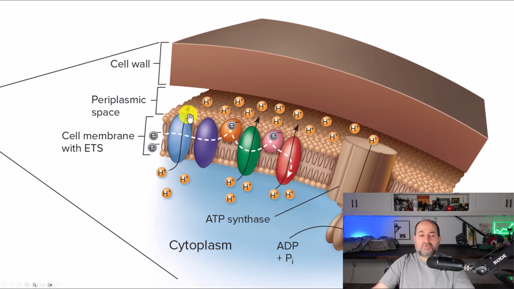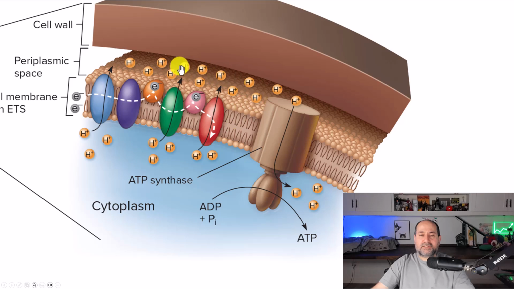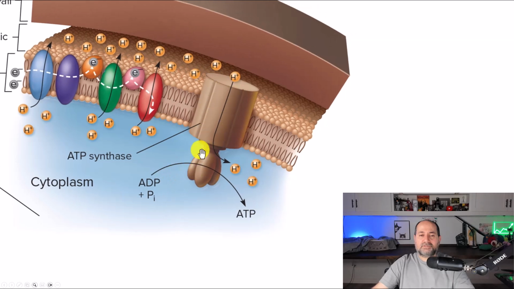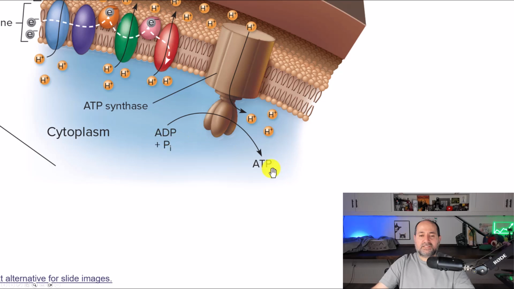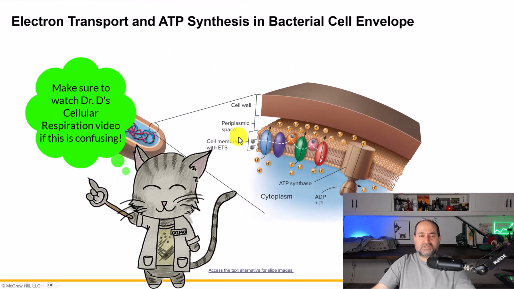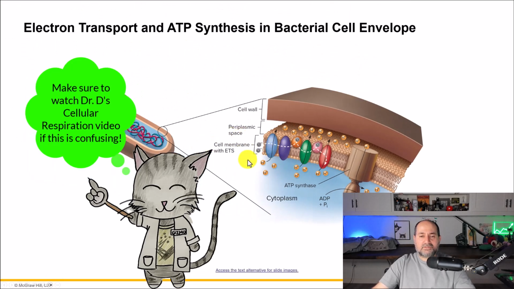However, in this case, the protons are being pumped out of the cell into the periplasmic space, where they build up in concentration, and then they are able to chemiosmose or diffuse back through ATP synthase, causing ATP synthase to spin and produce ATP by joining ADP and inorganic phosphate through a process known as oxidative phosphorylation. So isn't that neat that bacteria do the same thing that the mitochondria do?